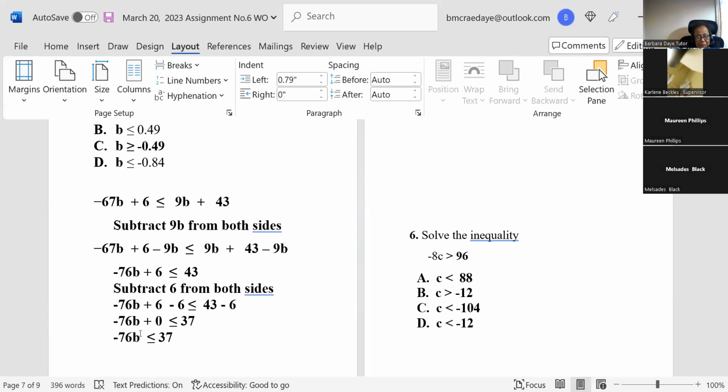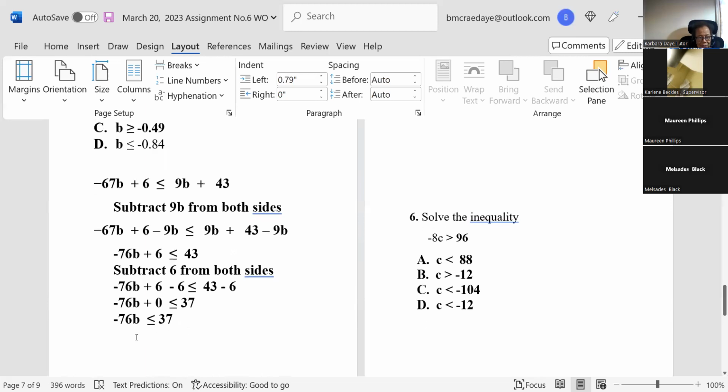You're going to multiply, divide? Yes, divide what, Maureen? 37 by 76. No, you're trying to get B by itself on the left. What do you do, Maureen? Divide both sides by 76. Divide both sides by minus 76. Yeah. All right. Now, did you follow? Yes. It's a multiplication. The opposite of multiplication is division.